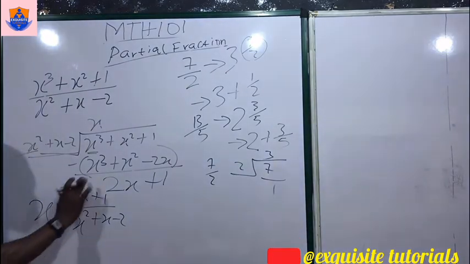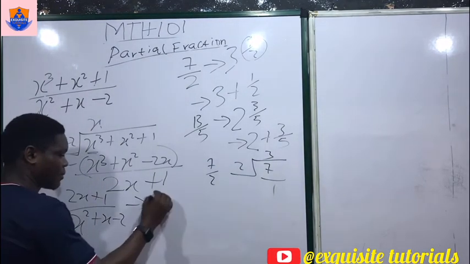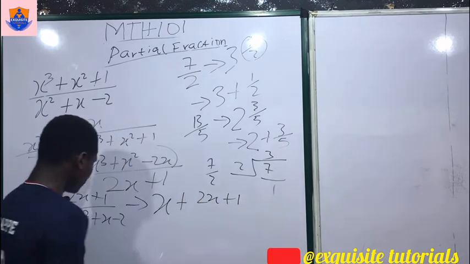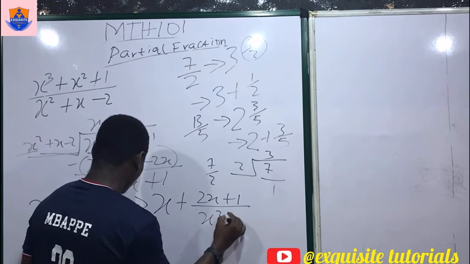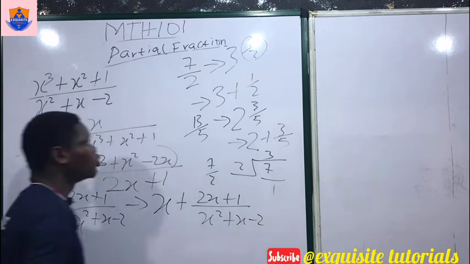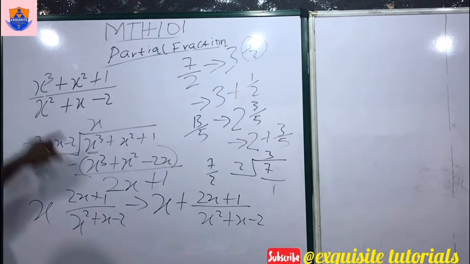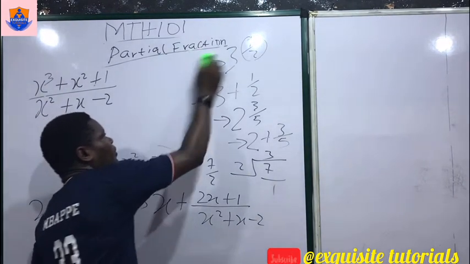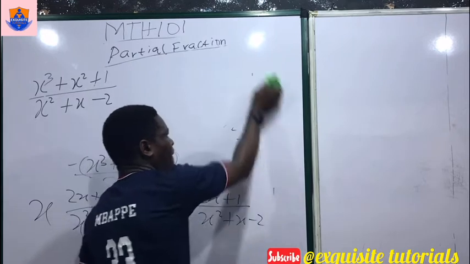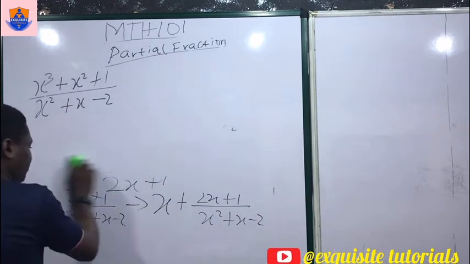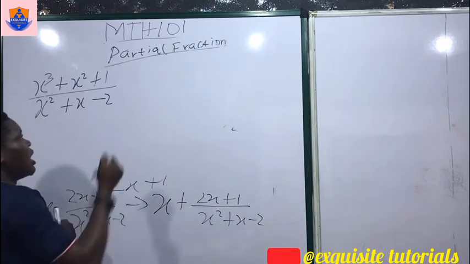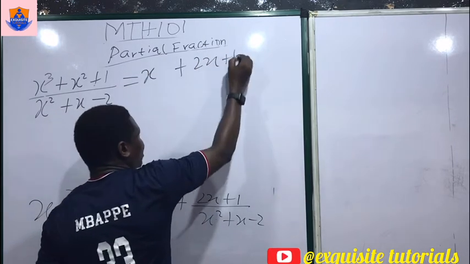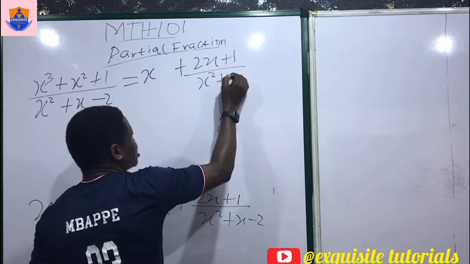I'm saying x whole number this, which can be written as x plus 2x plus 1 all over x squared plus x minus 2. So I have been able to express this to this form. Now let me clean this part and rewrite it. So I've been able to write this as x plus 2x plus 1 all over x squared plus x minus 2.